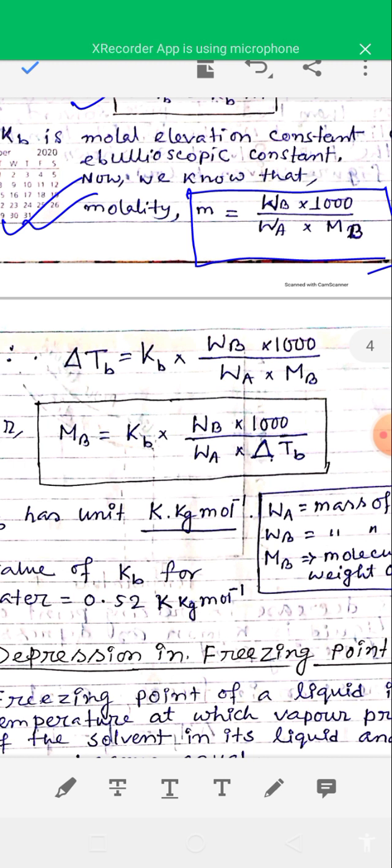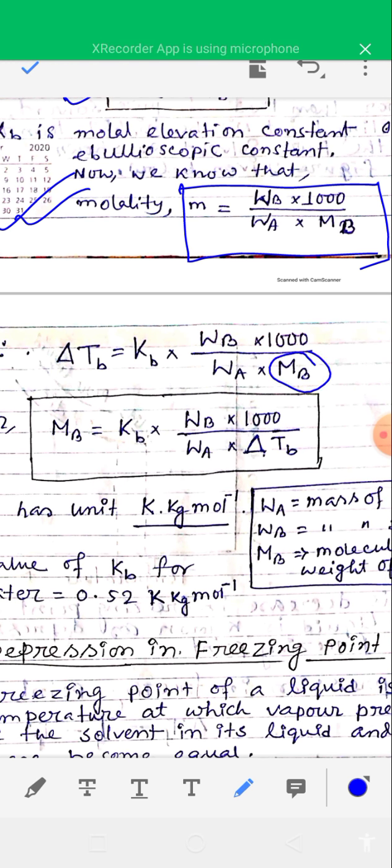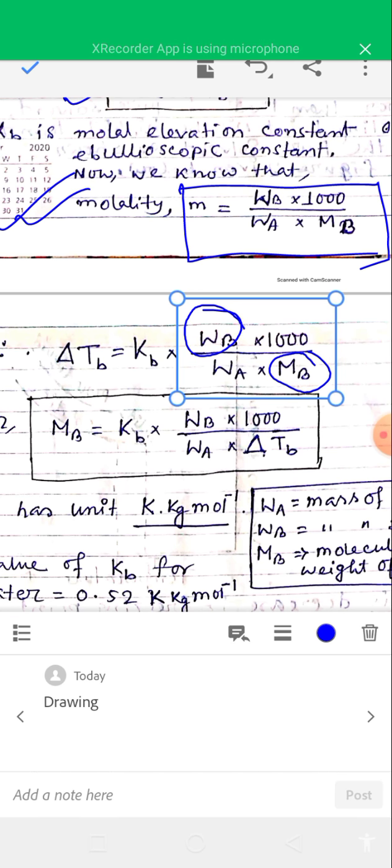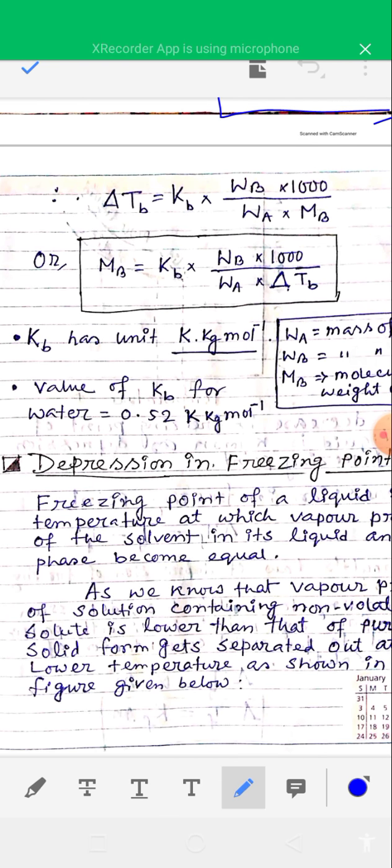Using this relation, delta Tb is equal to Kb into Wb into 1000 by Wa into Mb, you have to solve some numerical problems in which you have to calculate either the molecular weight of solute, that is Mb, or the weight of solute in the solution. Okay, and sometimes you have to calculate the elevation in boiling point, or what will be the final boiling point.